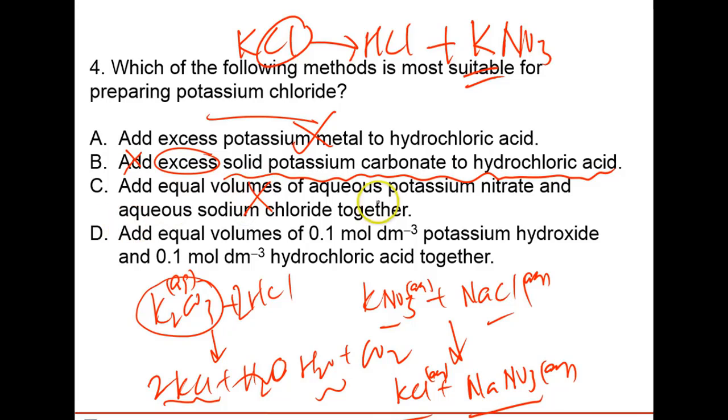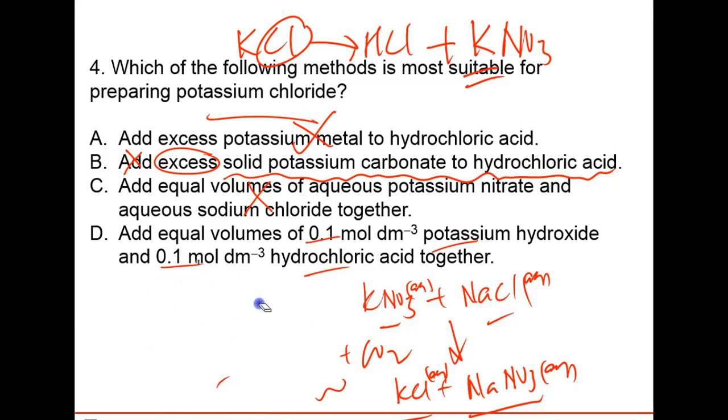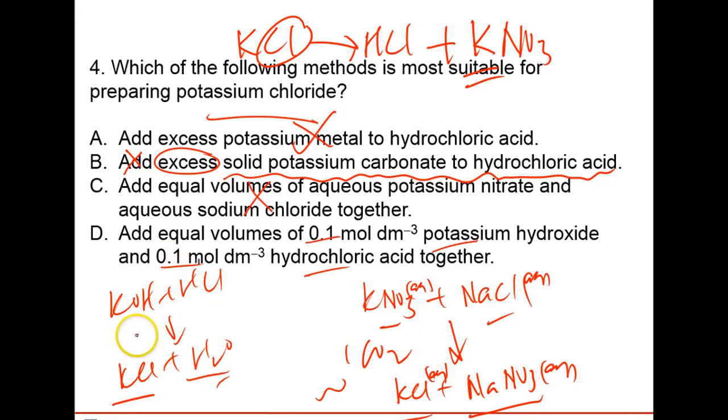So what we have left is equal volumes of potassium hydroxide and HCl. KOH plus HCl. So if I add KOH and HCl together, what do I get? Let's take a look. KOH plus HCl gives me KCl plus H2O. Perfect. So 0.1 mole of this, 0.1 mole of this, they will completely react together, which gives me just my salt and water. And to get my salt, it's simply evaporation to dryness or crystallization. So yes, method D is correct.